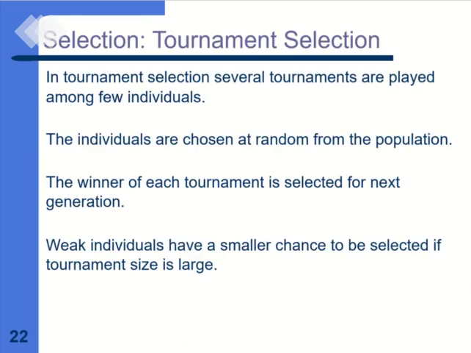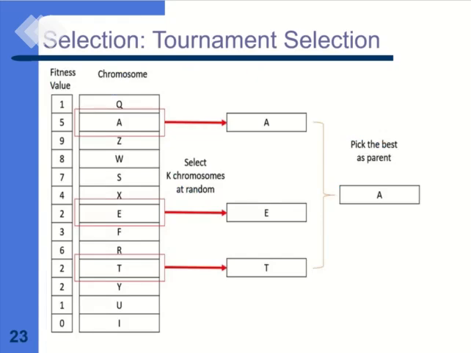Now for the selection, there are several types. One of the selection types is the tournament selection. It chooses randomly from the population, and the best one of them with the higher fitness function will win. And the winner of each tournament will be selected for the next generation, as explained here.